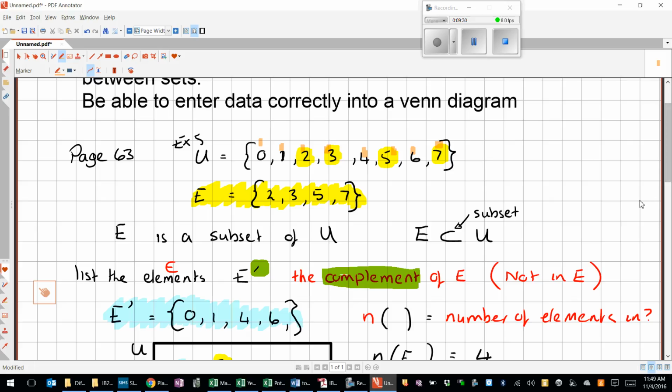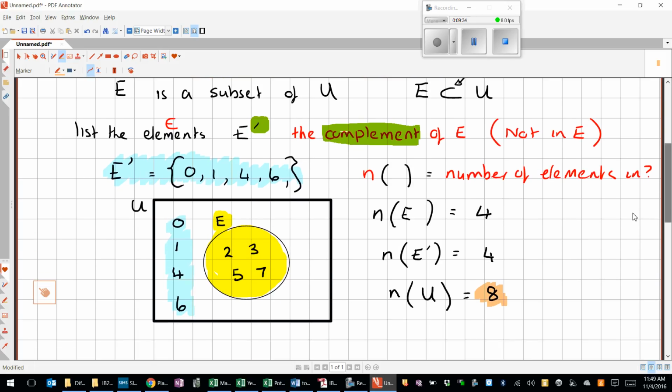And the E complement is the one on the blue, the outside. So, not E, there are 4 numbers, and in E, there are also 4.